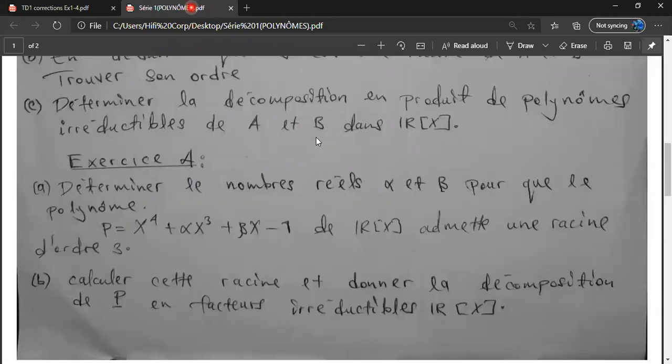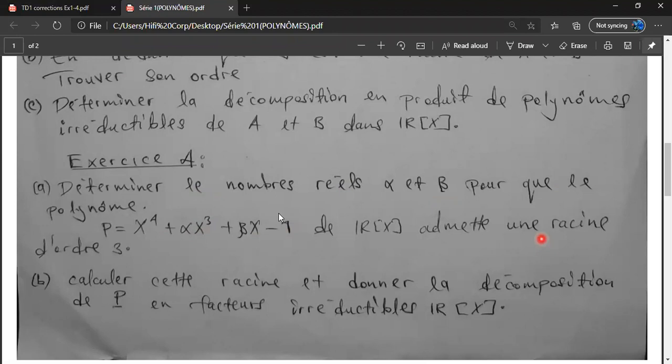Exercise 4 says, déterminer les nombres réels alpha et bêta pour que le polynôme P égale x puissance 4 plus alpha x puissance 3 plus bêta x moins 1 admette une racine de 3.